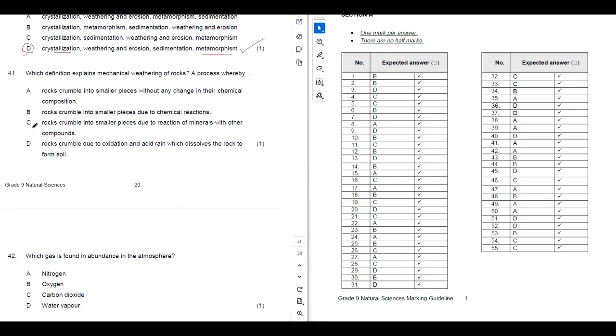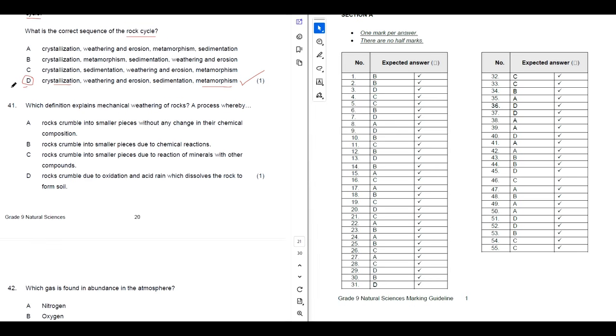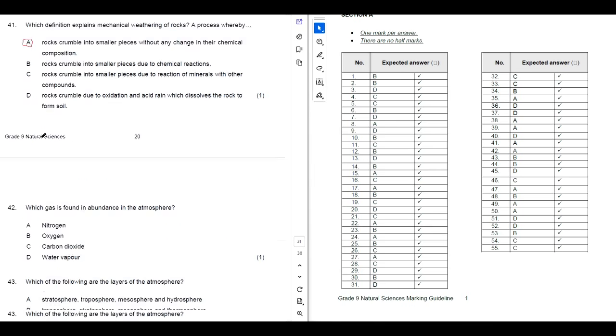Okay? Now we will move to our next question, which is question 41. So question 41 says, which definition explains mechanical weathering of rocks? So we know that this is a process whereby rocks crumble into smaller pieces without any change in their chemical composition. So the correct answer will be A.